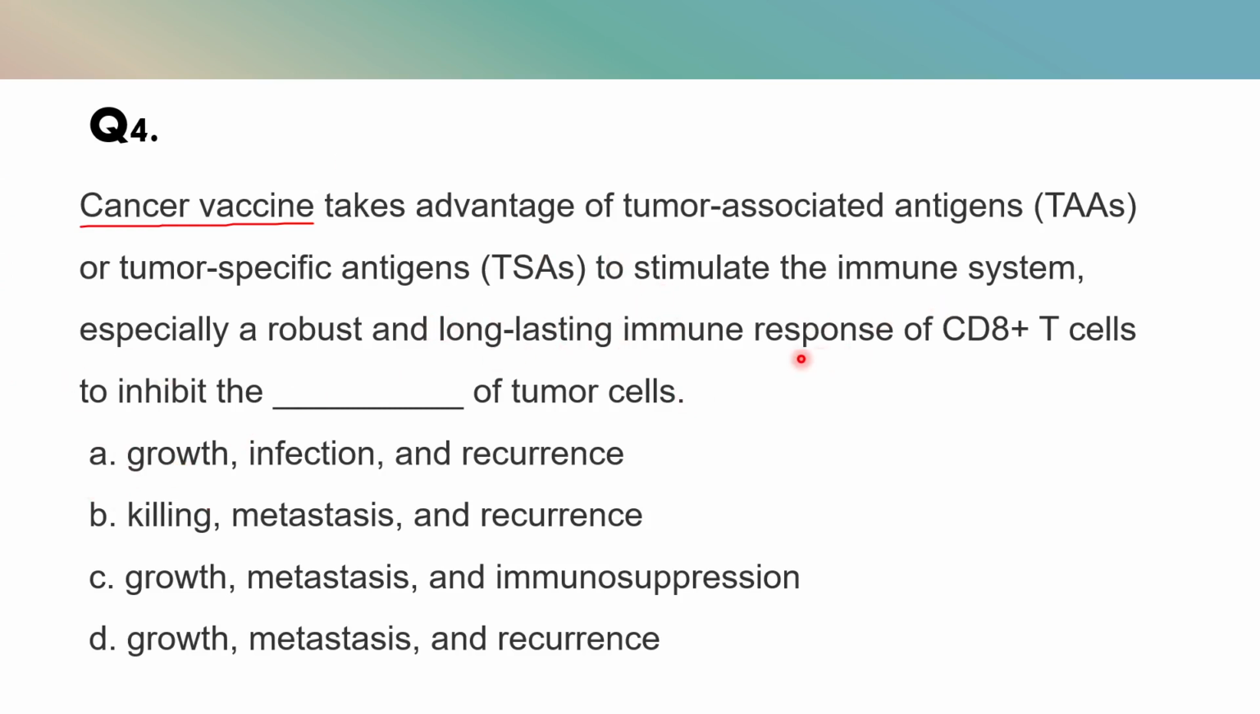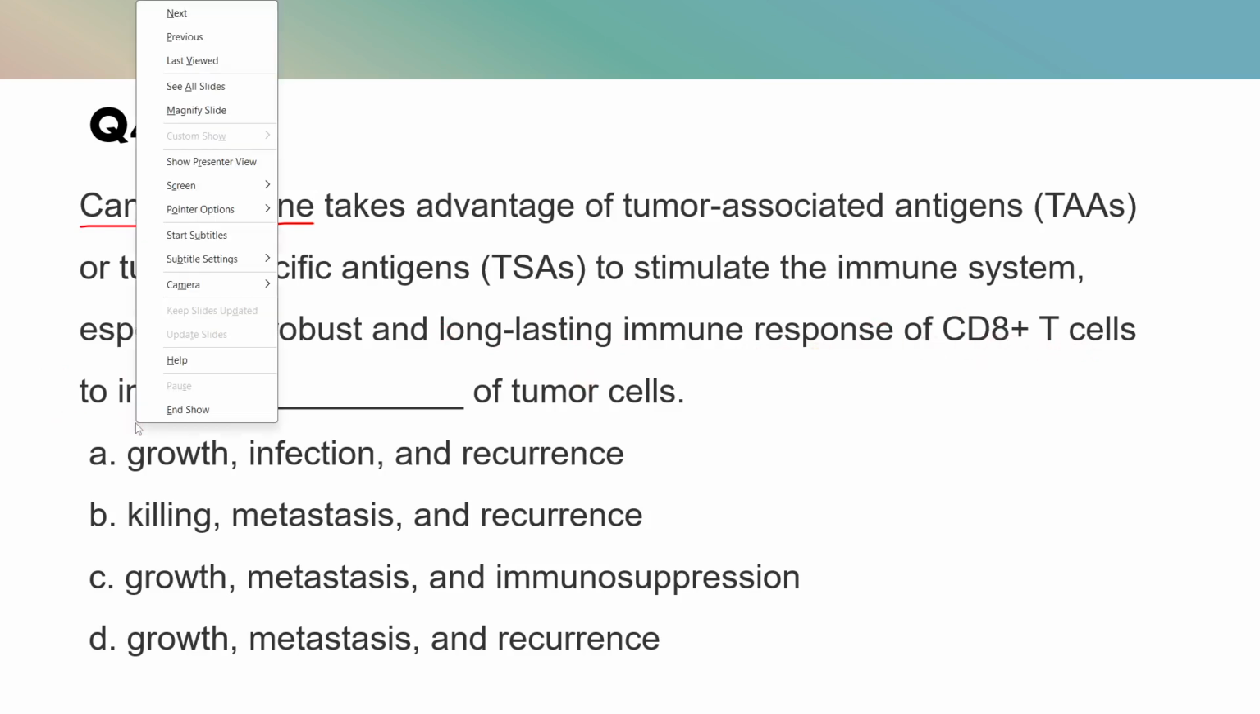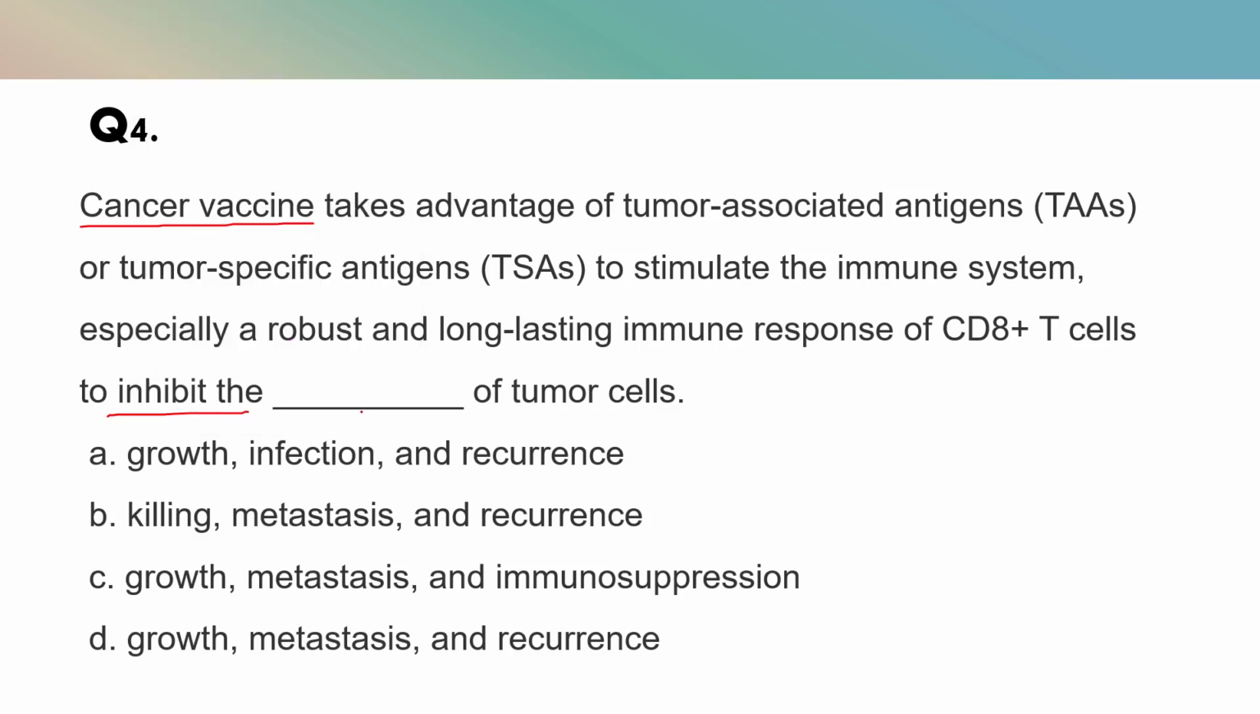So, a long-lasting immune response of CD8 T cells to inhibit the death of tumor cells, inhibit the growth of tumor cells. First, let's understand the meaning of each and every term. Okay, inhibit the growth. Yes, we want to inhibit the growth of tumor cells.